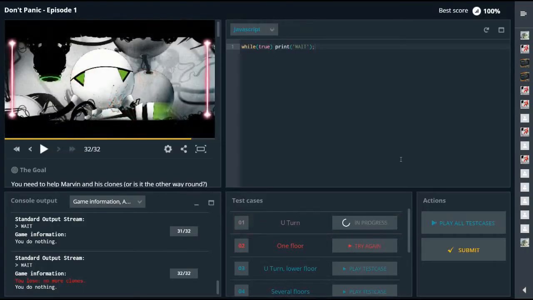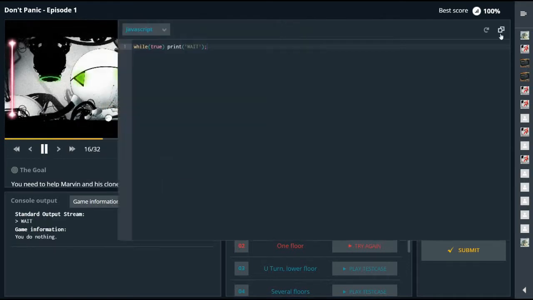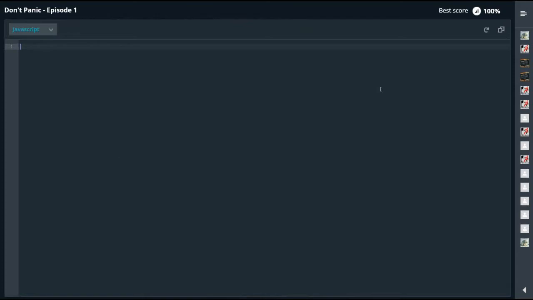Start the game to see how it works. I've lost. Okay, I see. Read the initial values, such as the number of floors, the floor where the exit is found, etc.